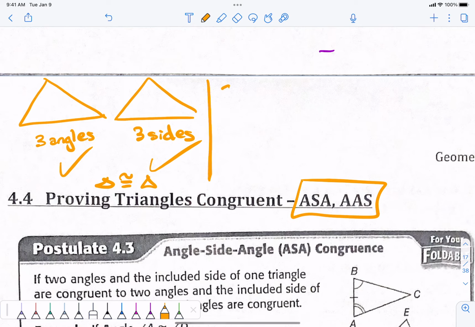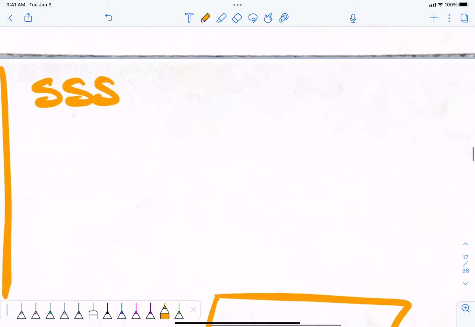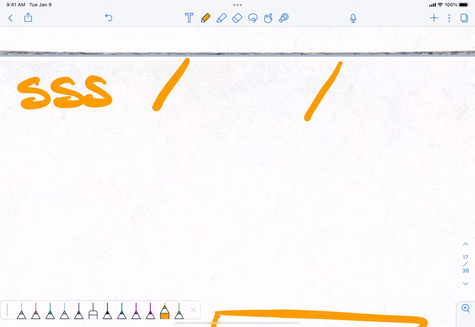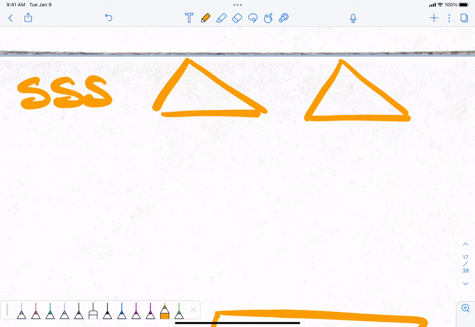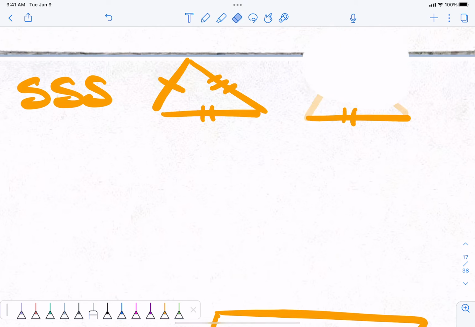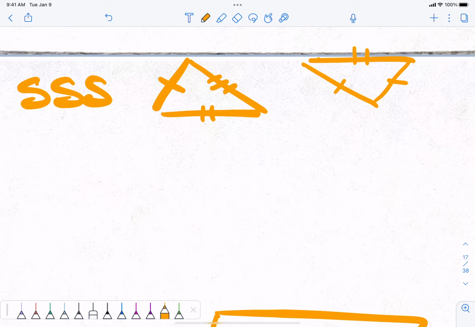And one of the shortcuts was side, side, side, because we said that if this side matches this one, and this side matches this one, and this side matches this one, there's no way that the angles could be different. Like that has to match up, and those two triangles have to be congruent. Even if I rotate him around, he's still going to be congruent, right? Like maybe this one's upside down, but the sides are still matching up, right? Like maybe this is happening, but those two triangles are still congruent. If the sides match up, the angles have to match up.